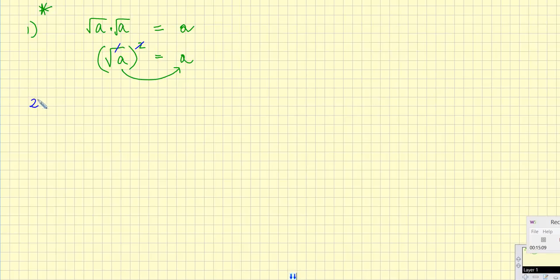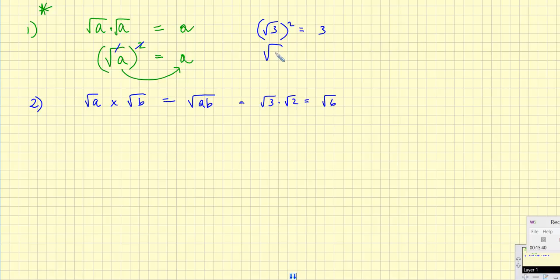Now, the second rule that I'd like for you to be aware of is that if I'm doing the square root of a and I'm multiplying it by the square root of b, I can actually place them both under the same square root sign, so it becomes the square root of ab. An example of that would be the root of 3 times the root of 2 equals the square root of 6. An example of the first one would be anything such as root 3 all squared equals 3, or root 7 all squared equals 7, etc.